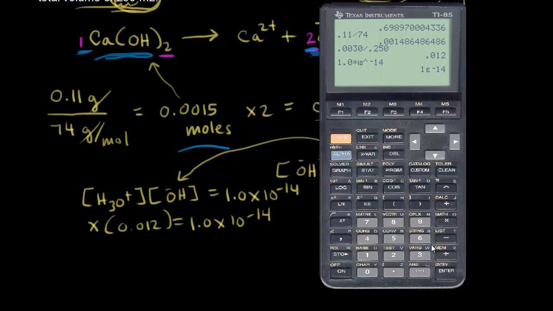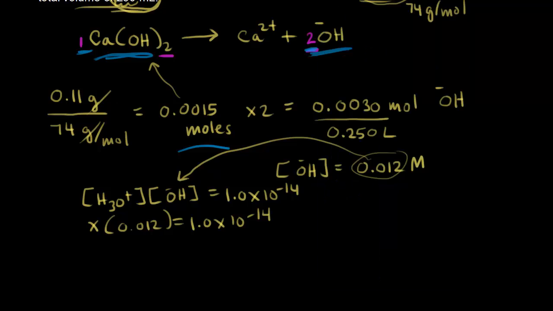We're going to divide that by 0.012. And this is going to give us 8.3 times 10 to the negative 13. All right, so let's write this down. X is equal to 8.3 times 10 to the negative 13. And remember what X referred to. X referred to the concentration of hydronium ions. So this is the concentration of hydronium ions, which means we can now calculate the pH.